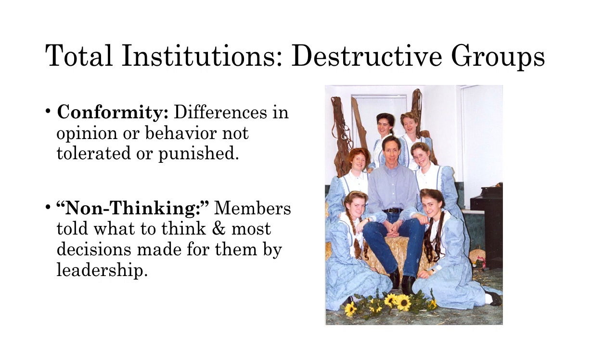Conformity simply means that differences in opinion or behavior are not tolerated or are punished. People are expected to dress alike, talk alike, and act alike. Non-thinking means that members are told what to think and most decisions are made for them by leadership. It also means that everything is presented to members as very black or white.